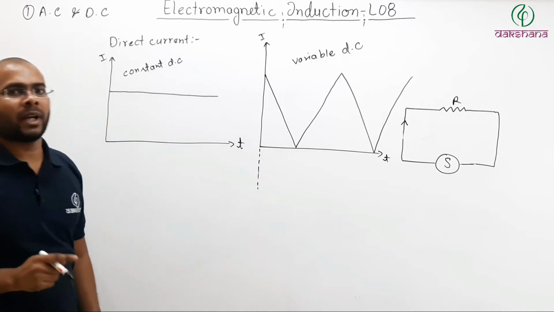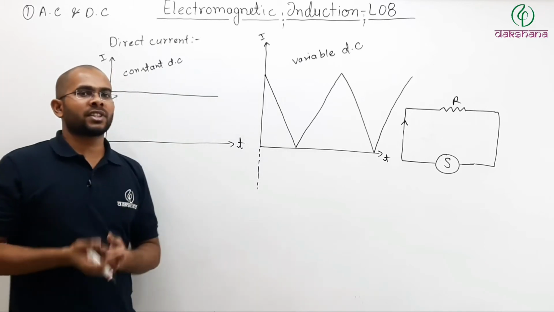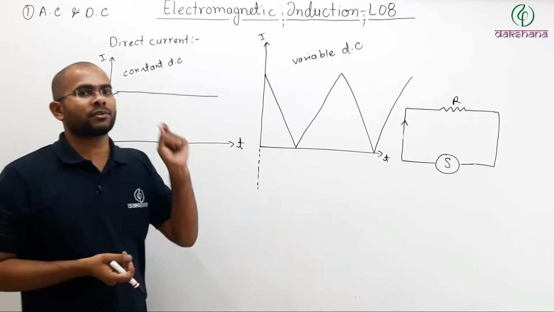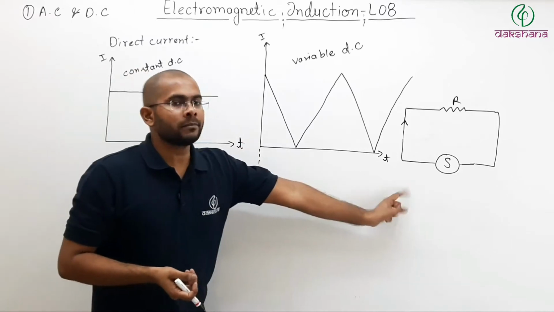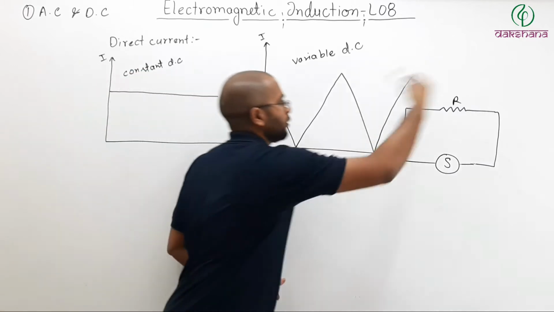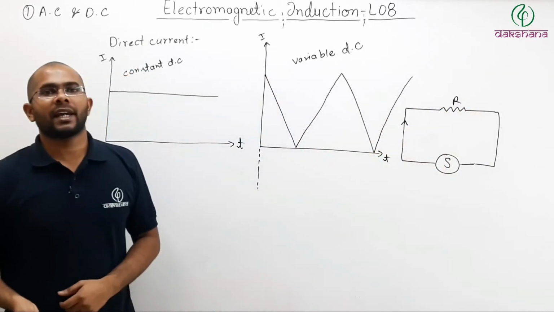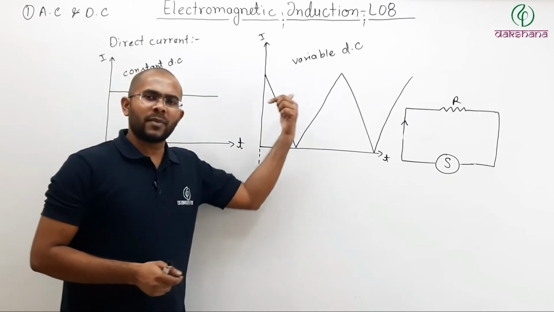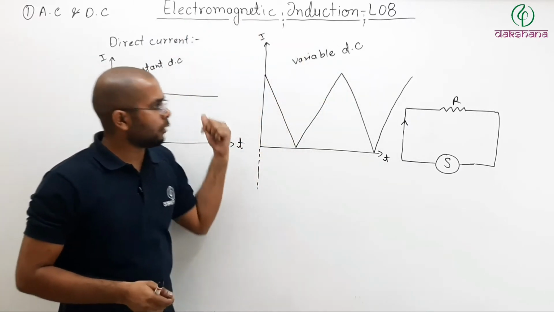So what you have to keep in mind? In order to differentiate DC current, the only thing you have to see is that for all time, this current should always be positive. It should always be in the same direction. Just your magnitude can vary. Magnitude can vary however you want.